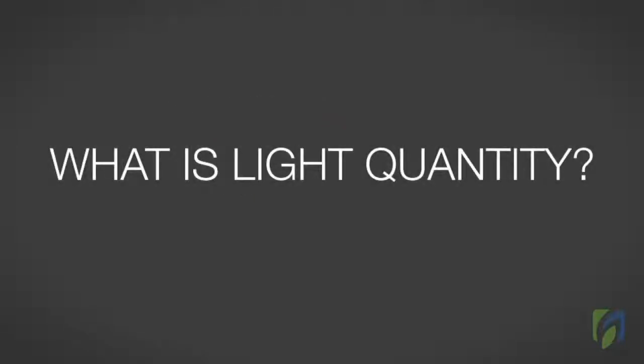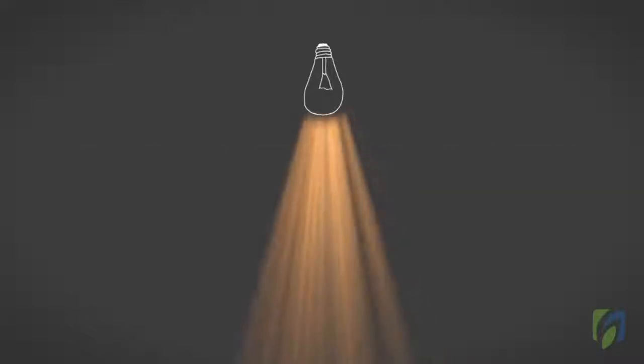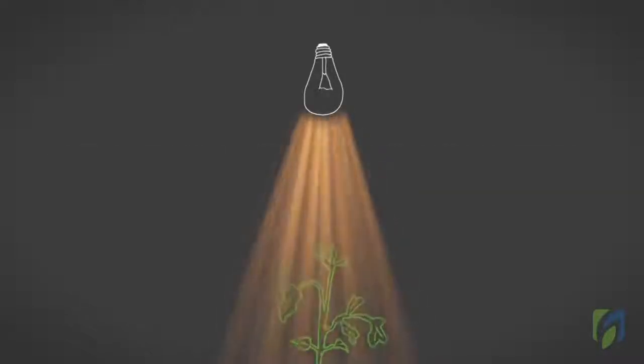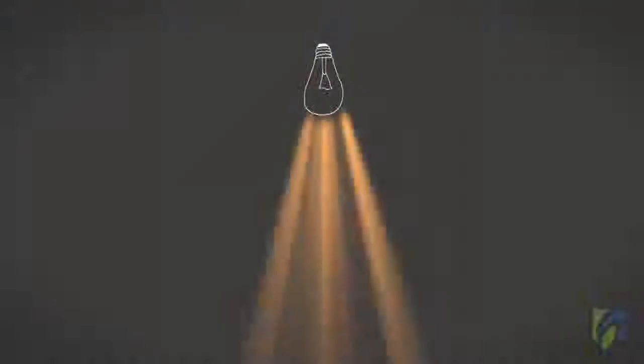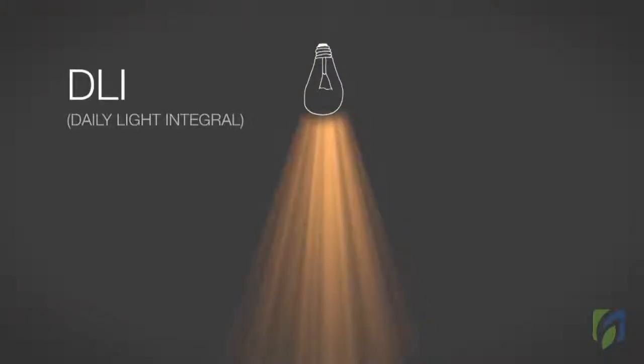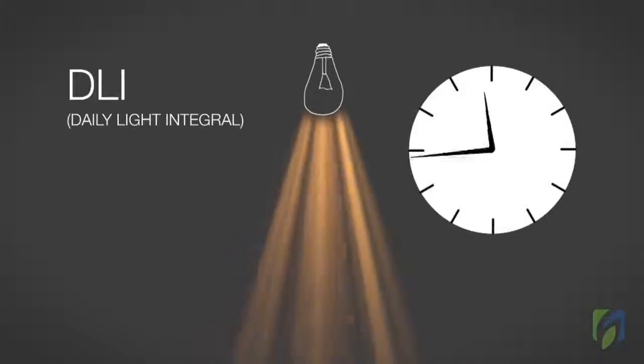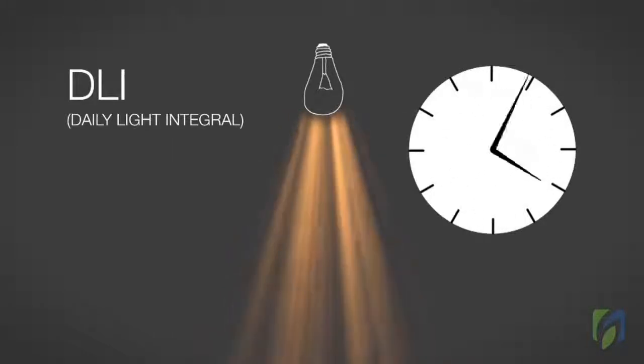What is light quantity? In the case of plants, light quantity is the number of light particles, called photons, capable of performing photosynthesis. Light quantity can be measured in two ways. One, light intensity. This is the instantaneous amount of light received by the plants. Two, DLI, or daily light integral, is the cumulative amount of light delivered to the plants each day.